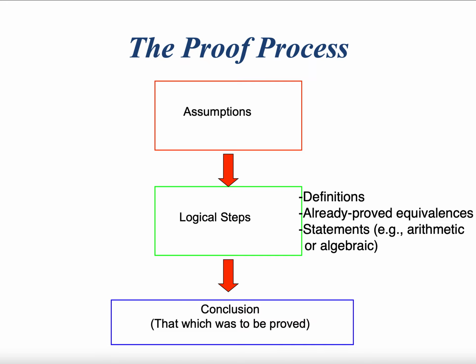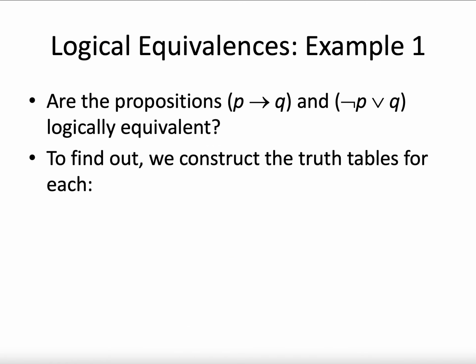The way you go about proofs is you have different assumptions. Then you have logical steps that are definitions, already proved equivalences, statements, and so on. Those are the steps you take to prove that the assumption is true, and then you reach a conclusion, which is what you're trying to prove.